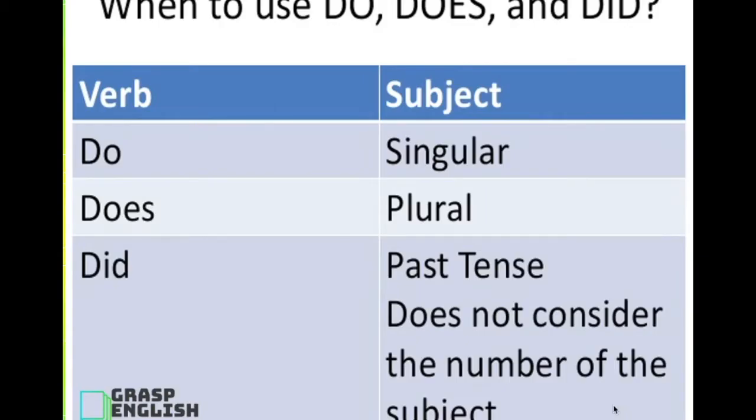So see here once again, I am going to tell you about do and does, and with that I am going to tell you about did, because as I have told you, with do only this did is going to be there. See how: do we use with plural, does we use with singular, but did we use when the sentence is in past, and it does not consider the number of the subject. It does not consider whether it is singular or plural. Did is used with every type of singular and plural.